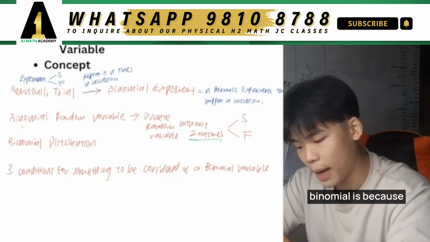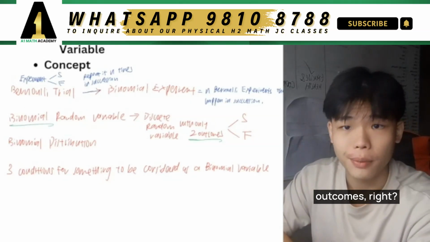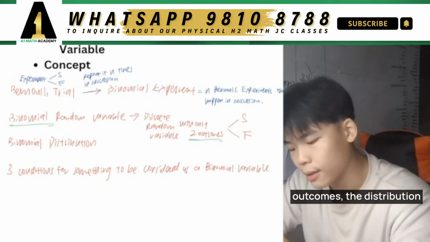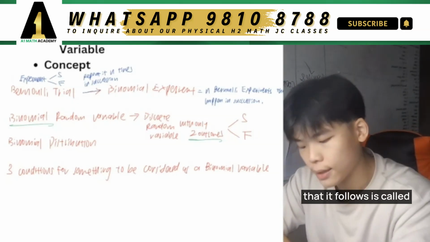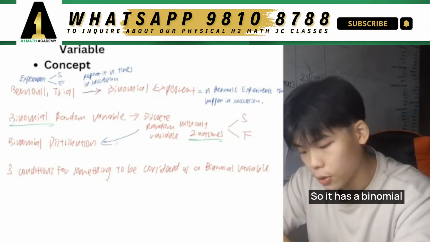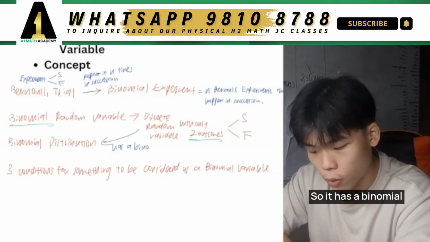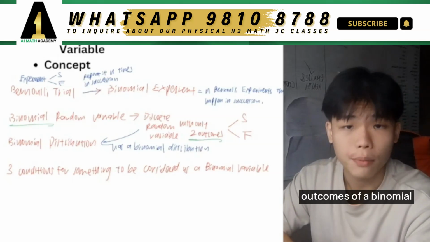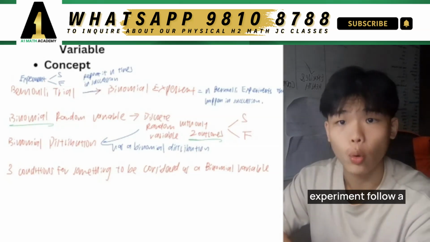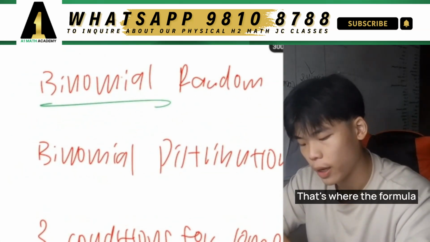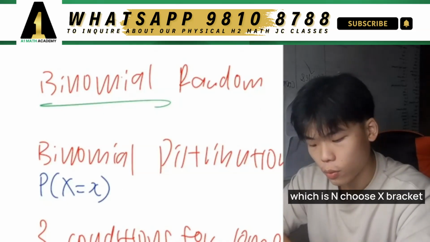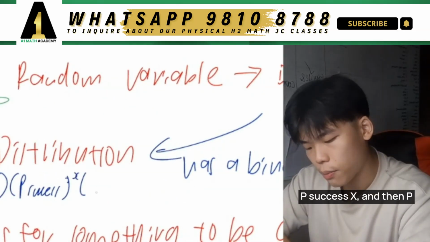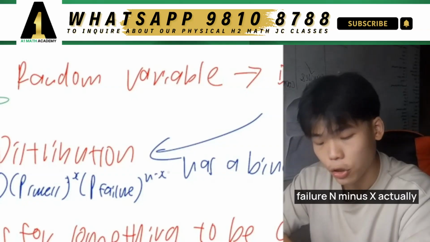The reason why it's called binomial is because there's only two possible outcomes. And when a discrete random variable has only two possible outcomes, the distribution that it follows is called a binomial distribution. That means the different outcomes of a binomial experiment follow a binomial distribution. That's where the formula that we learned earlier on, which is n choose x, bracket p success to the power x, and then p failure to the power n minus x, actually comes into play over here.